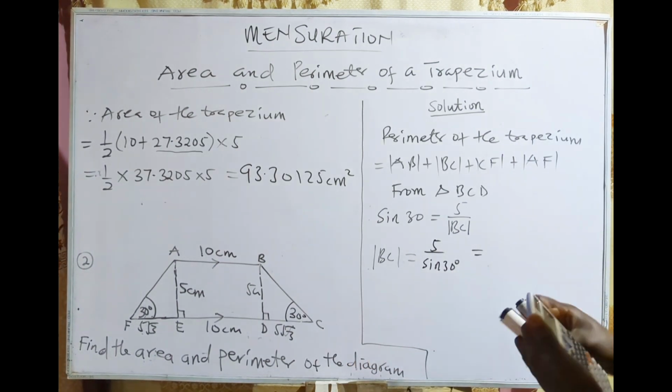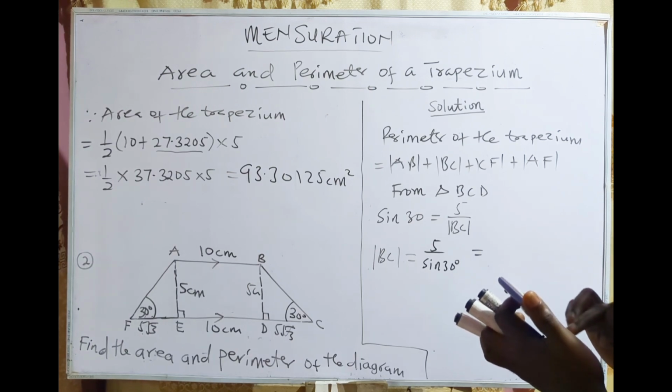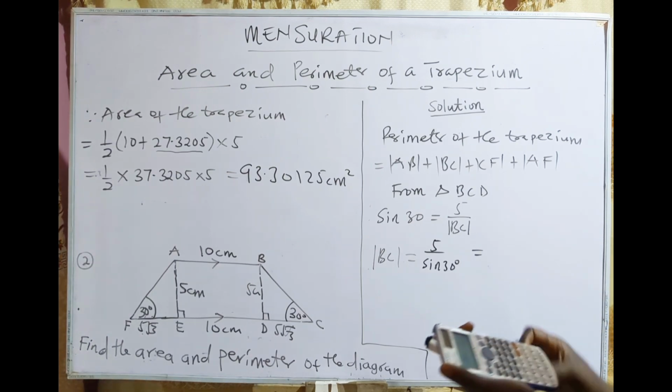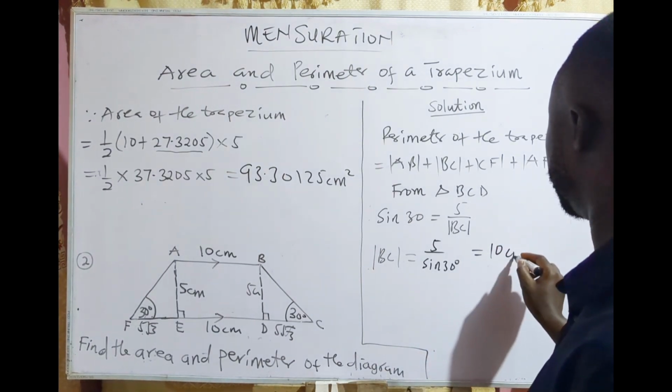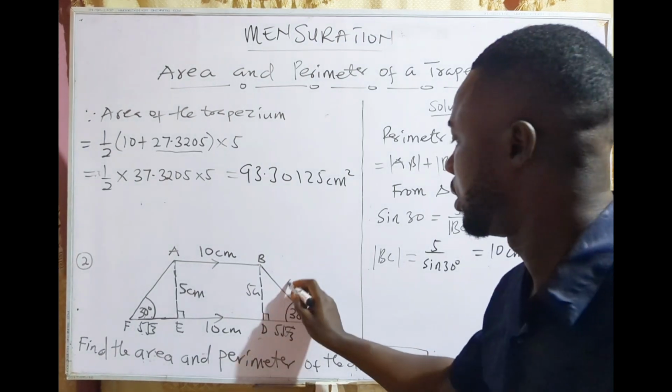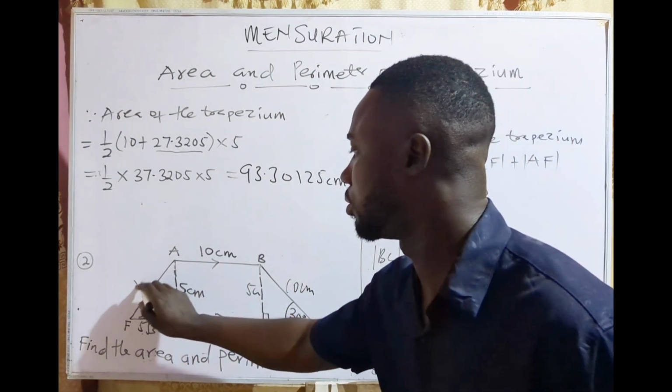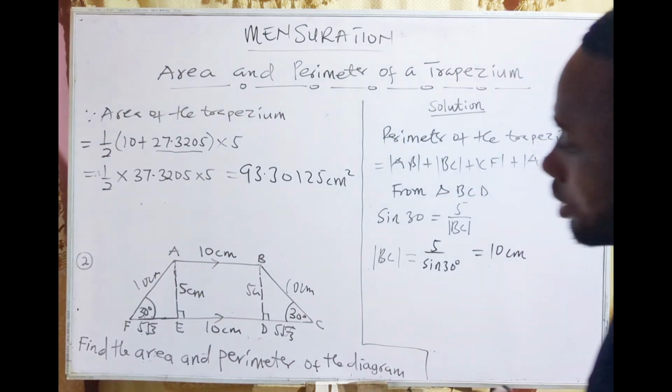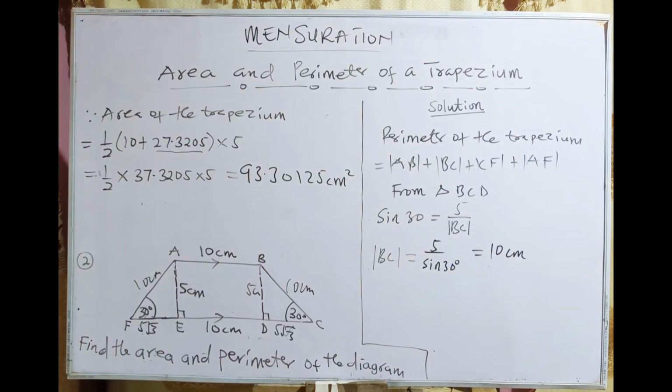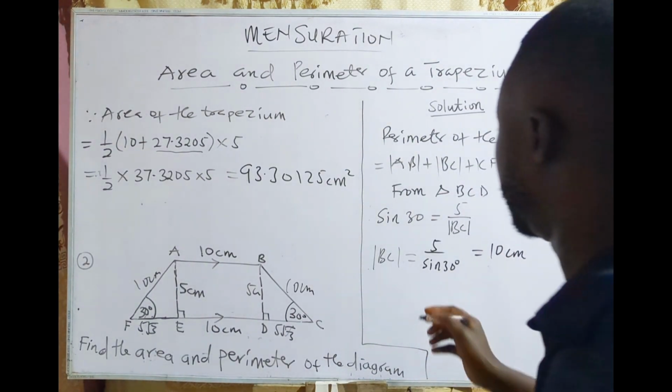And what is 5 divided by sine 30? That is 10 centimeters. So here is 10 centimeters, and here is also 10 centimeters.